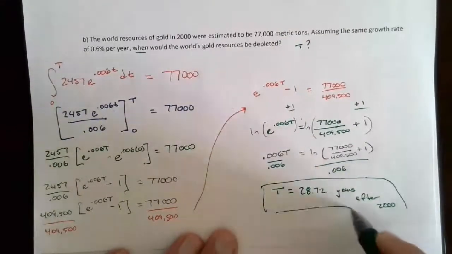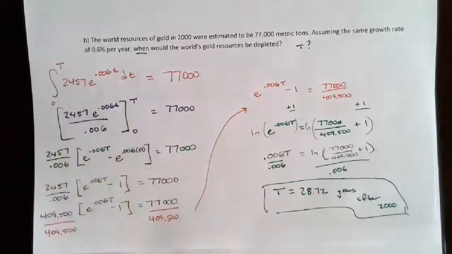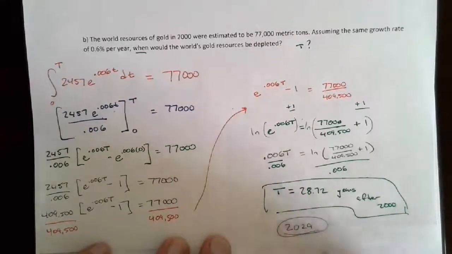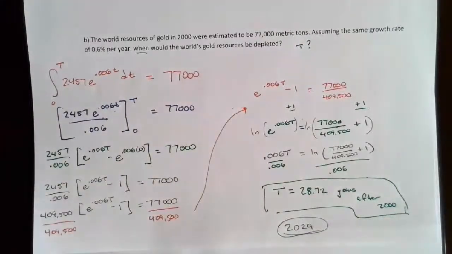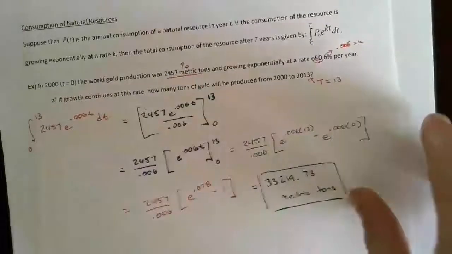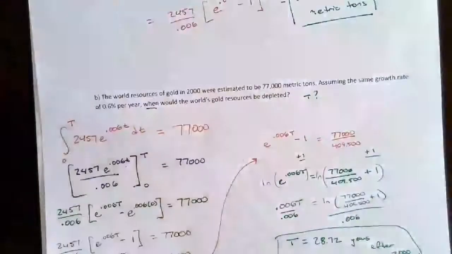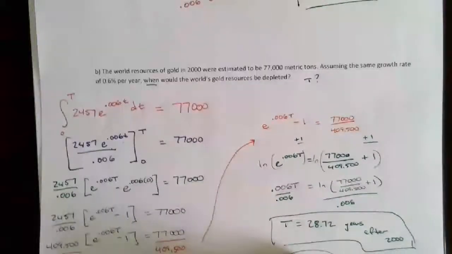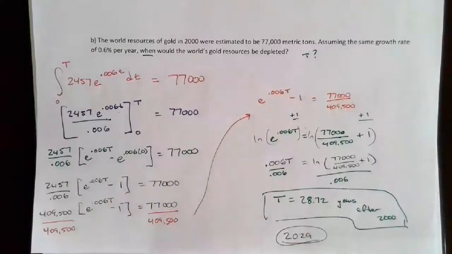So when they ask you when it would be depleted, they might say round to the nearest year. If we round that up, by 2029 we will use all the gold in the world if we're using it at the rate in 2000, which was 2,457 metric tons. If they're mining gold at that rate, after that amount of time there wouldn't be any gold left. We would have used it all up. It would exist, but we wouldn't be able to get any more of it.